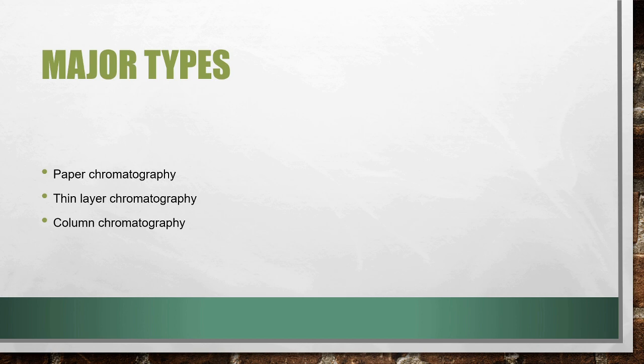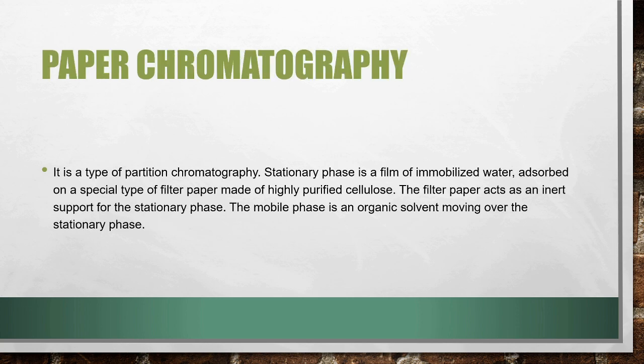Here I am mentioning only three types of chromatography. First one is paper chromatography, then thin layer chromatography and column chromatography. First of all, paper chromatography. It's a type of partition chromatography where the mobile phase and the stationary phase are liquid. That is, it's a liquid partition chromatography.